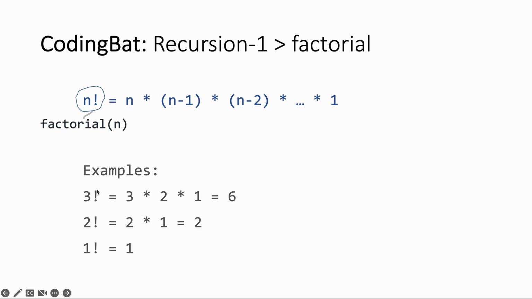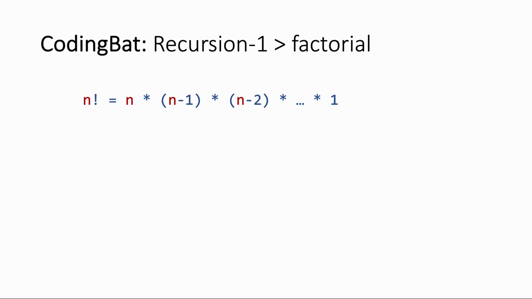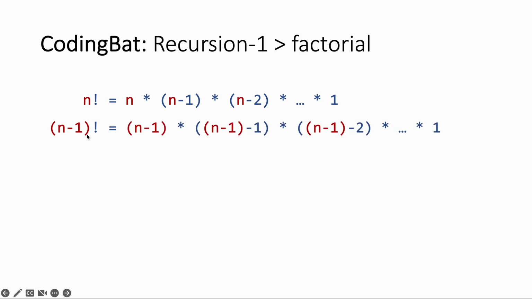So here, when I look at the examples, 3 factorial is 3 times 2 times 1 is 6. 2 factorial is 2 times 1 is 2. 1 factorial is 1. Here I have my base case that can be solved directly. Now I have the same equation again. This time I colored the n red because I would also like to look at the following question. What is n minus 1 factorial? I substitute each of those n with n minus 1 like this. And so here you can see how they line up.